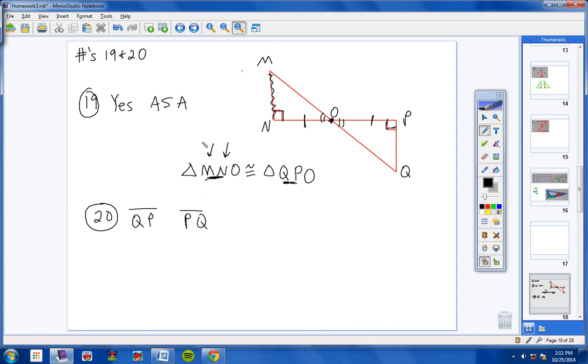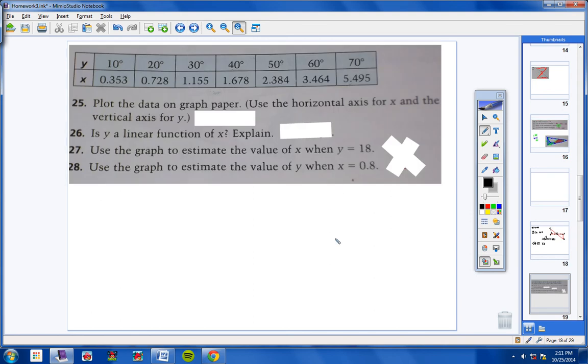That's number 20. Okay, moving on to numbers 25 through 28. Now, this is a pretty good problem, and it was good for you guys to have to do this. First of all, I'm going to plot the data on graph paper. I'm just going to quickly draw a coordinate plane here. If you didn't have graphing paper, that's totally fine. That's not a big deal. Okay, so here are my tick marks.